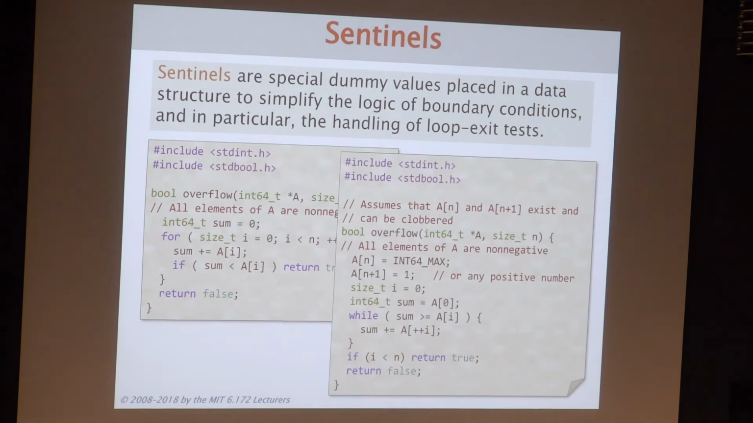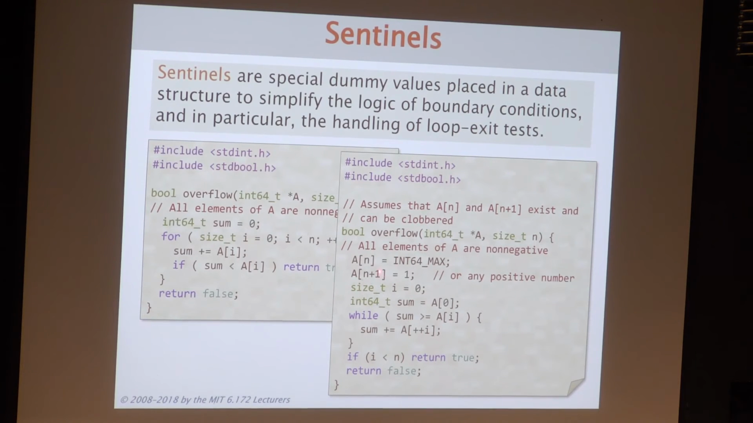It turns out that I can modify this program so that I only need to do 1 check in every iteration of the loop. So here's a modified version of this program. Here I'm going to assume that I have 2 additional entries in my array A. These are A of n and A of n plus 1. So I assume I can use these locations. And I'm going to set A of n to be the largest possible 64-bit integer, or int64 max. And then I'm going to set A of n plus 1 to be 1.